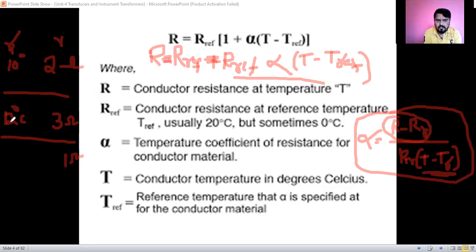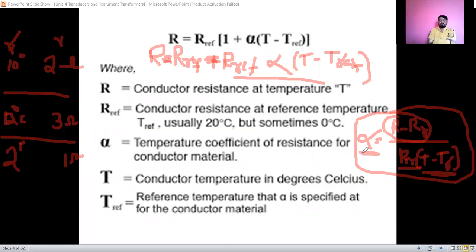And how much is the change in temperature between 10 and 12? 12 minus 10, that is 2 degrees Celsius. So 1 divided by 2, and we have to multiply by R reference, which is 2. 2 into 2 is 4. So 1 by 4, alpha equal to 0.25. That is called the temperature coefficient of resistance.